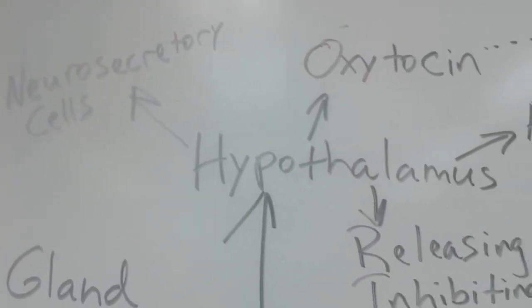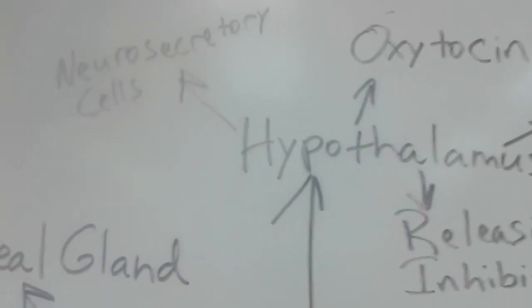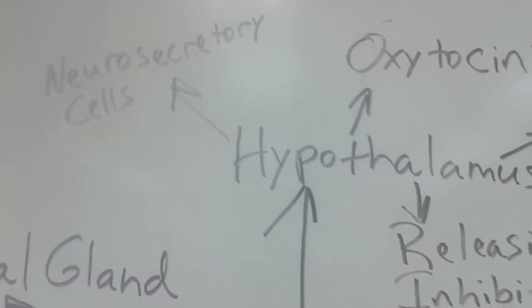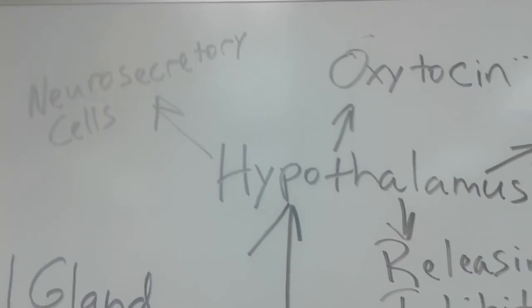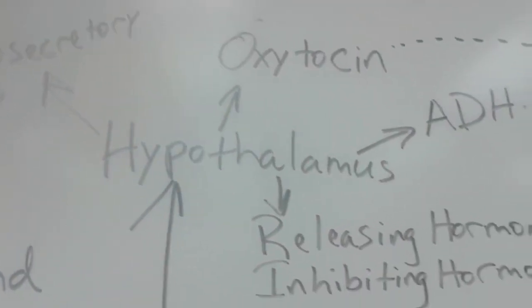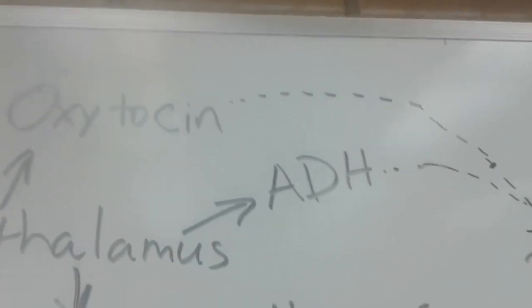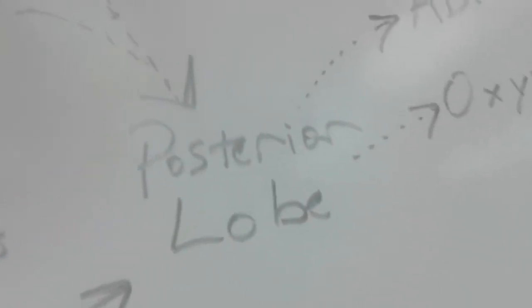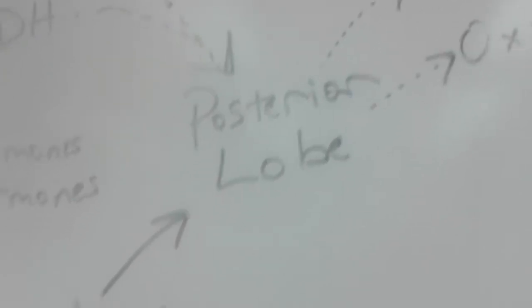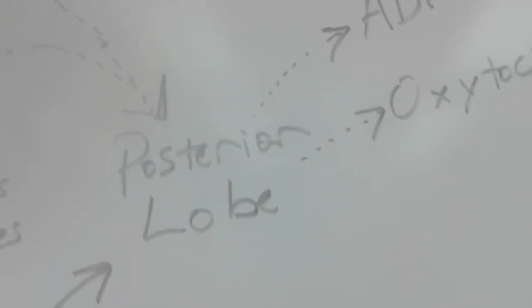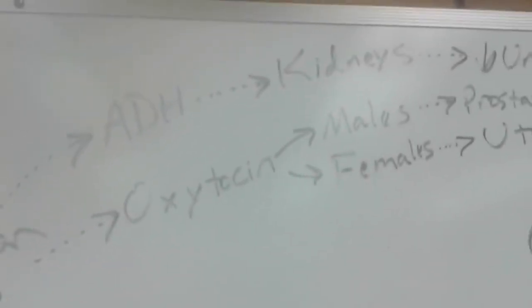It puts it into vesicles. The vesicles travel down the axon all the way to the synaptic knob. And then it releases those chemicals at the synaptic cleft. And then those chemicals, oxytocin and ADH, are then sent and stored in the posterior lobe of the pituitary gland. The posterior lobe then releases these hormones when needed.